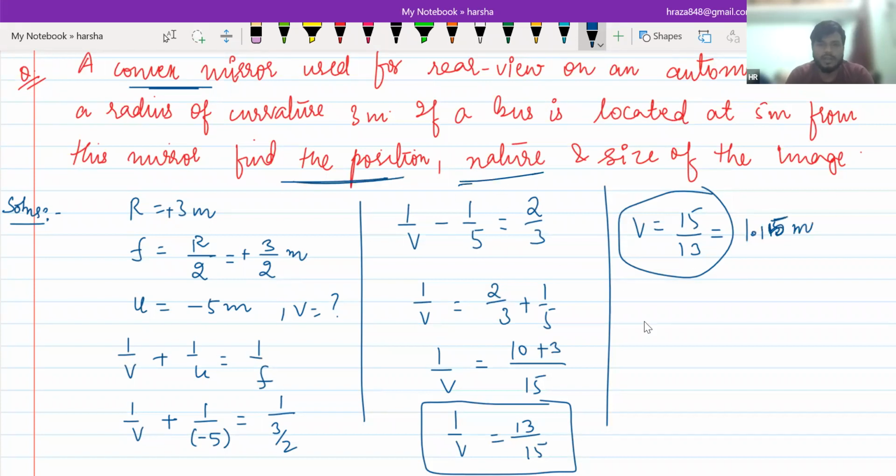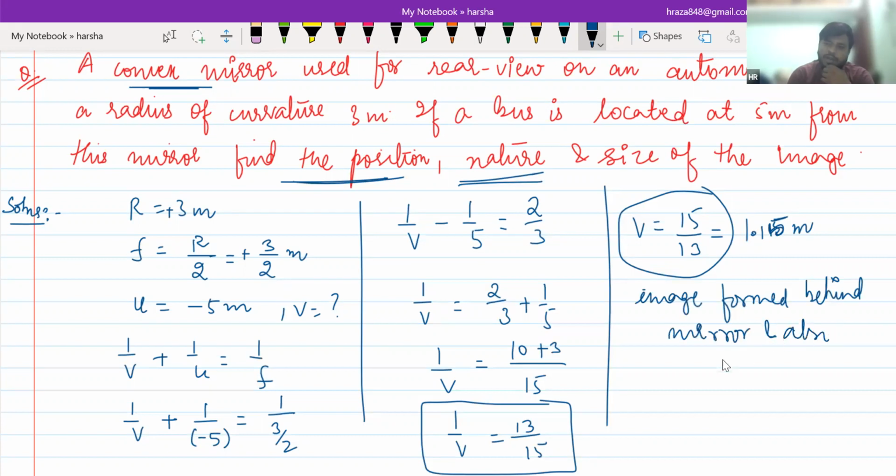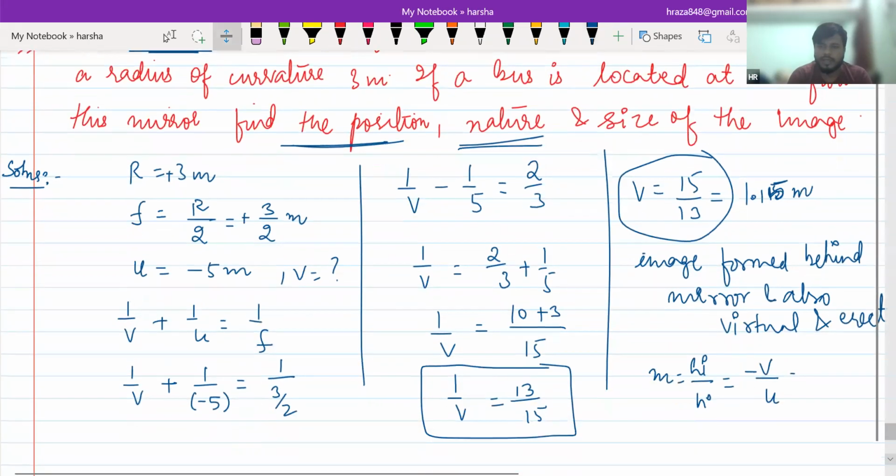Nature: since it is positive, image is formed behind the mirror, and also virtual and erect. Image formation by convex mirrors is always virtual and erect. Now size of image, m is equal to height of image upon height of object. That is not given, so we will use minus v upon u.